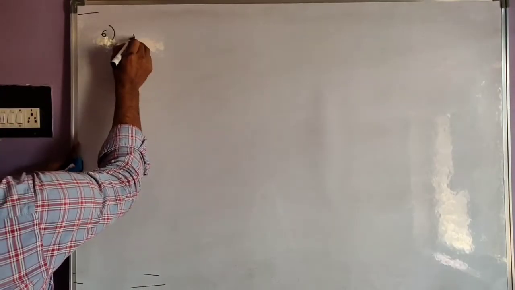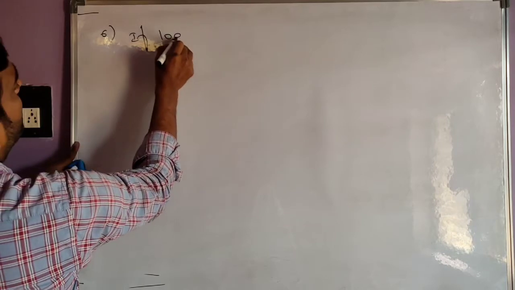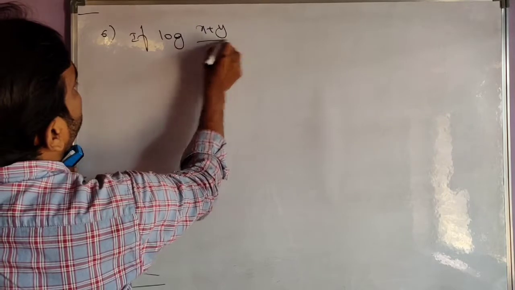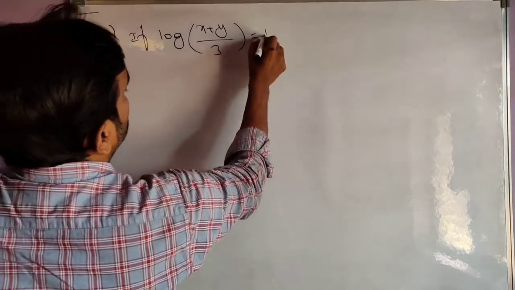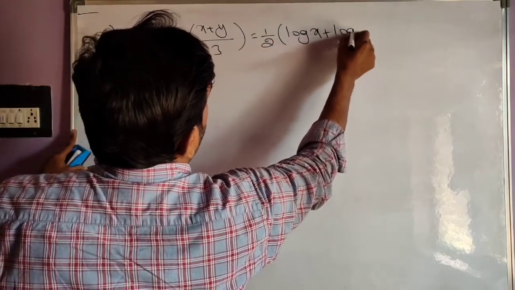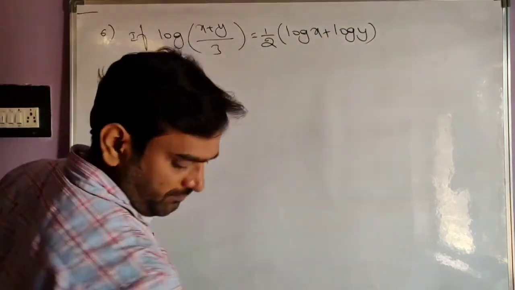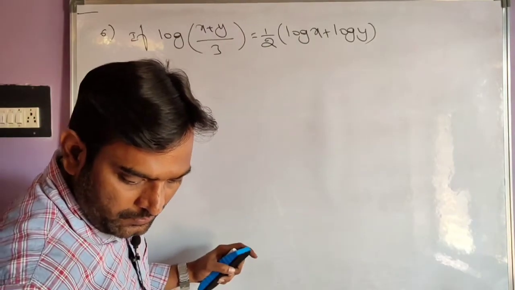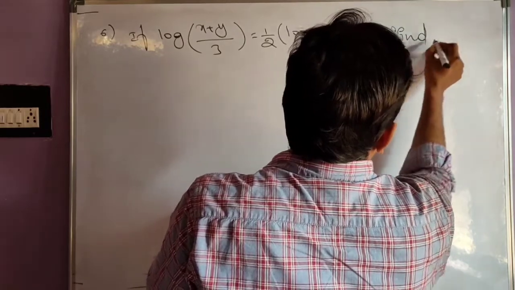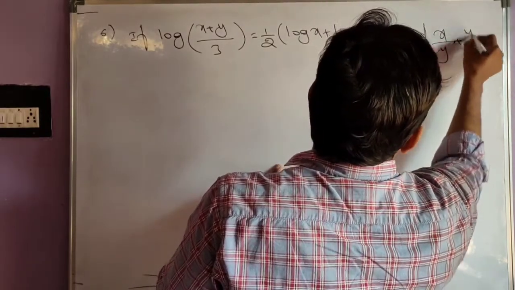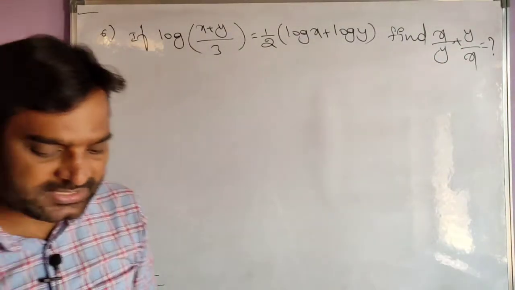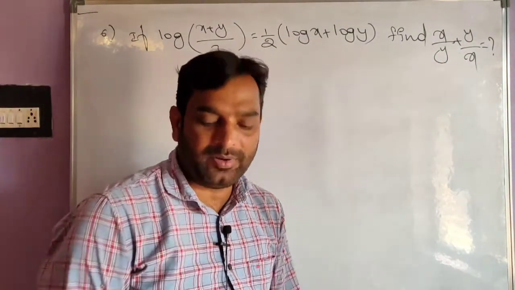Given, if log of (x plus y) by 3 is equal to 1 by 2 of (log x plus log y), then find the value of x by y plus y by x. Find the value of x by y plus y by x. Yeah, this is the problem given.